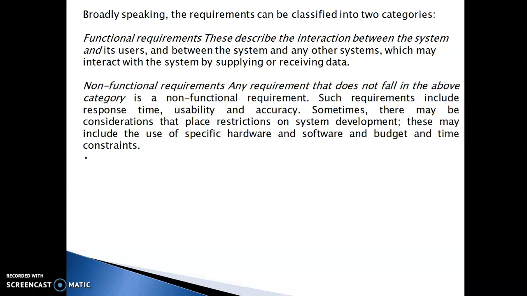Sometimes there may be considerations that place restrictions on the system development, such as where your system is located. These may include the use of specific hardware and software, and budget and time constraints. So budget, time, hardware, software, these all come under non-functional requirements.